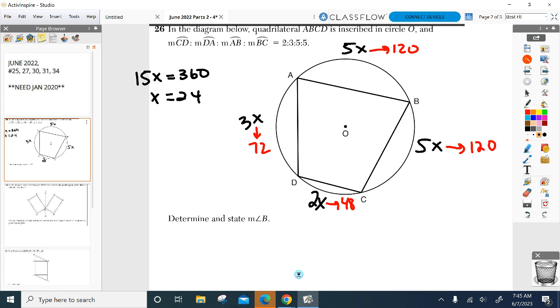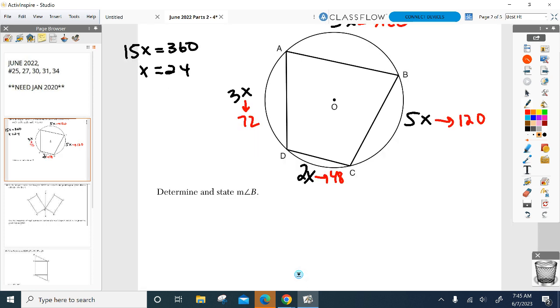Everyone good at the arc measures? 120, 120, 48, 72. All right, let's get to angle B now. Anybody remember what I call angle B? That's what type of angle in the circle. I have to know what type it is to make sure I remember what rule I need to use. That's an inscribed angle. All right, angle B is an inscribed angle.